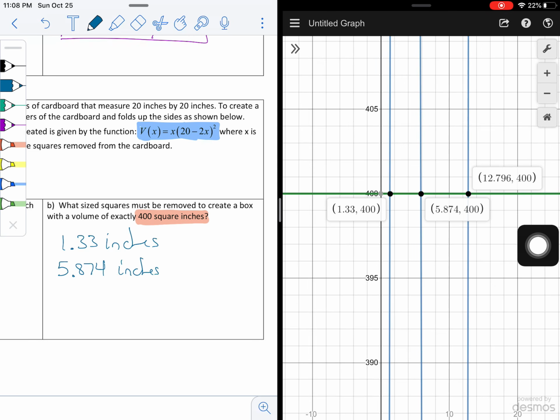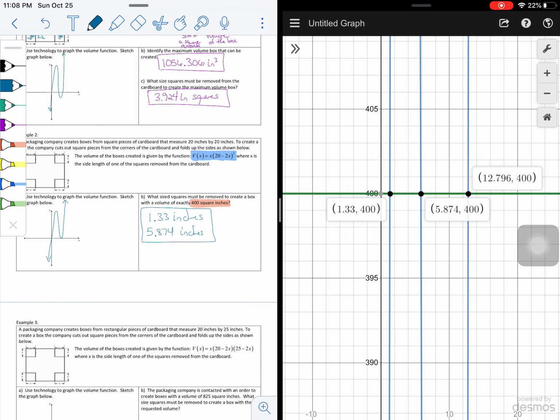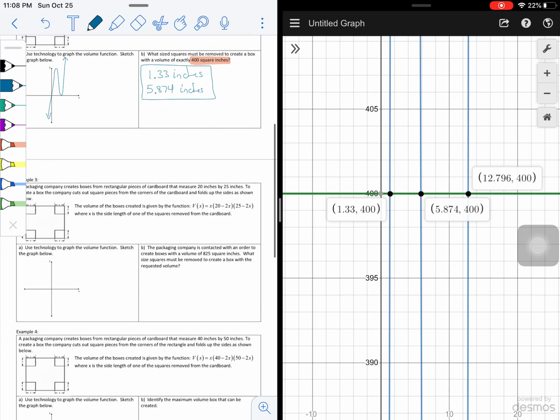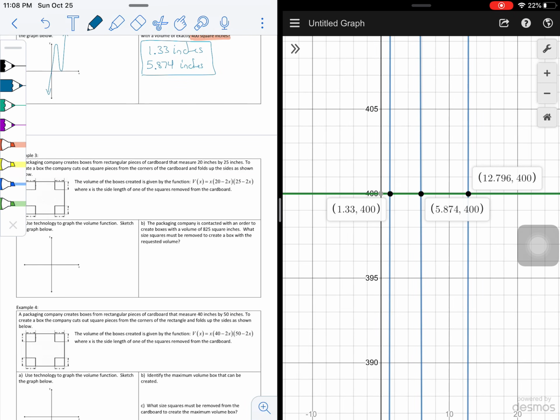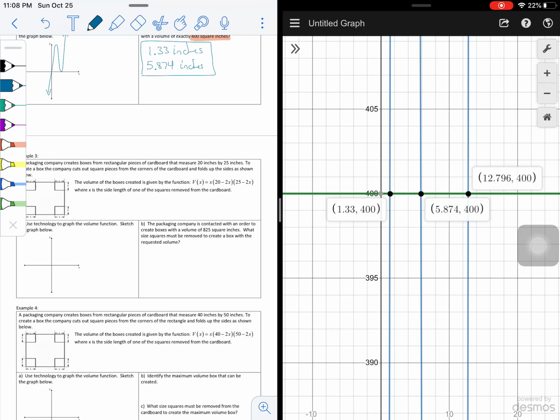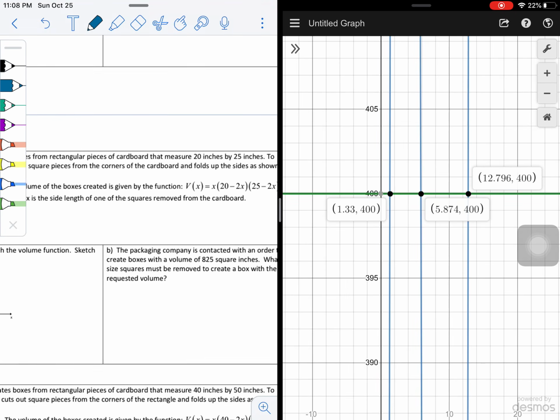So what size squares must be removed? Only these two answers make sense: the 1.33 and the 5.874. We've got one more example, and then I will do number 4 in the answer key, but not in the video, just to keep it a little bit shorter.